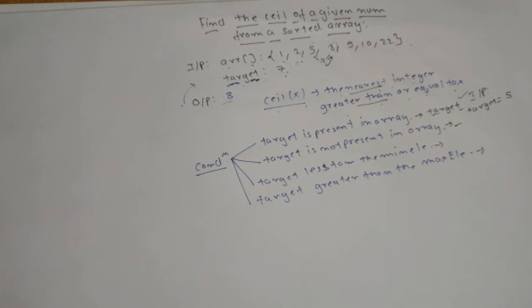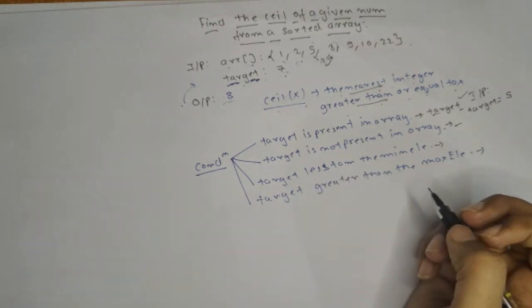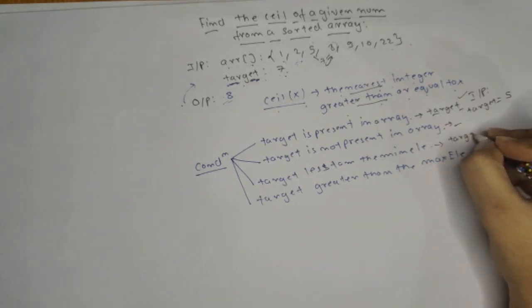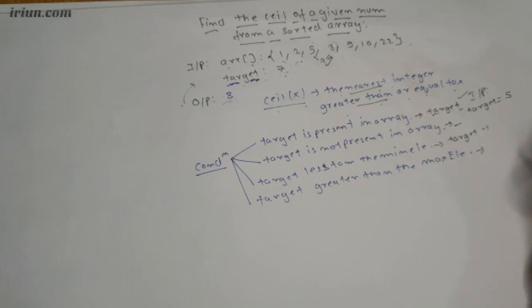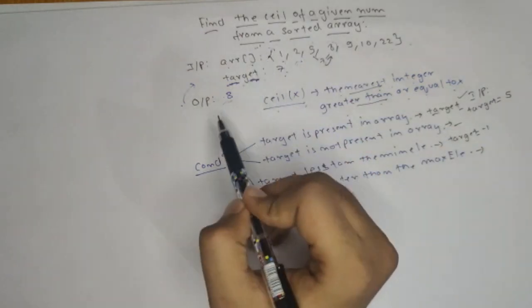Okay, this is over. Now what if our target is less than the minimum element? Let's take this. Suppose we have the target value as -1. This is what we have been given. We can clearly see that -1 will lie somewhere before 1.